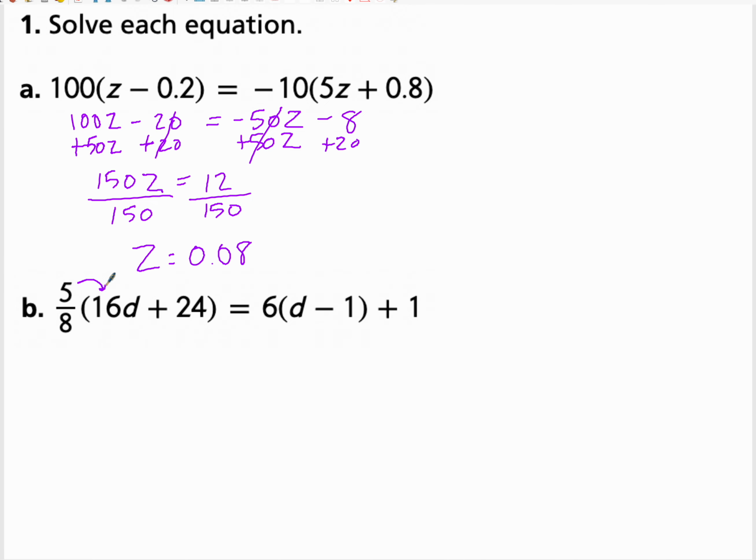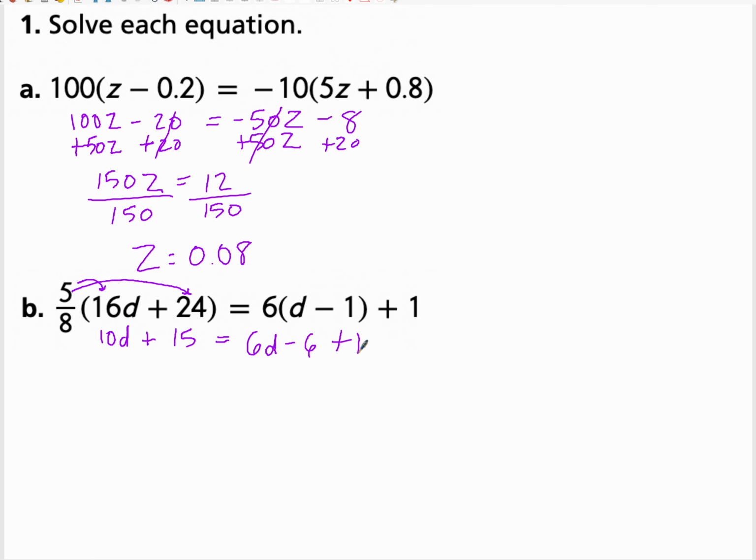5/8 of 16 is 10d, and 5/8 of 24 would be 15. And then I can distribute on the right side. 6 times d is 6d. 6 times negative 1 is minus 6. Add a 1.